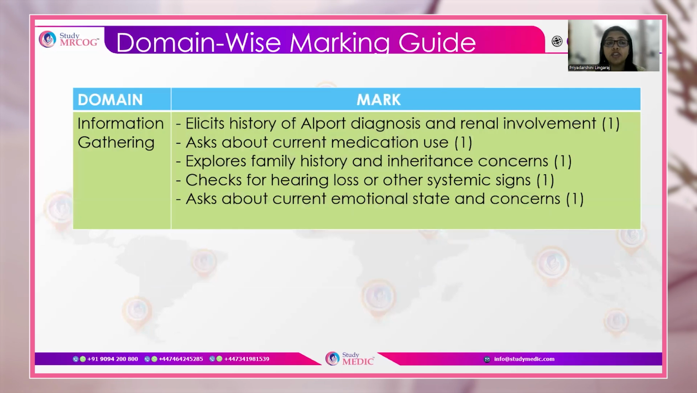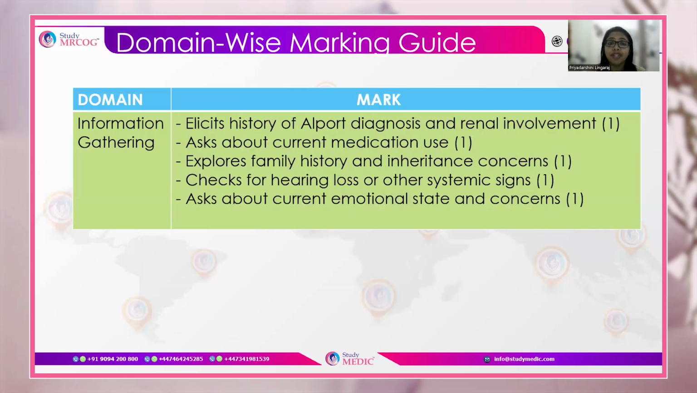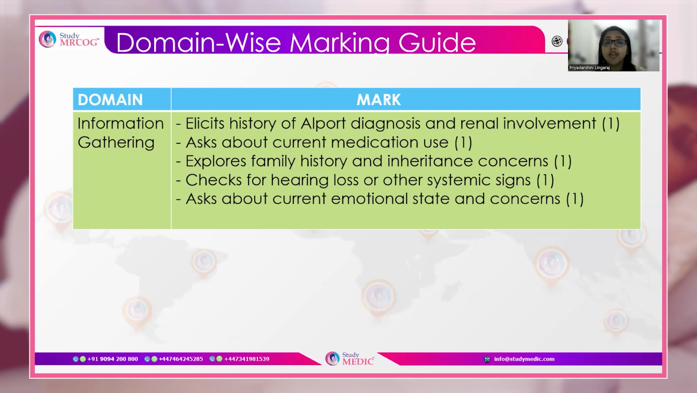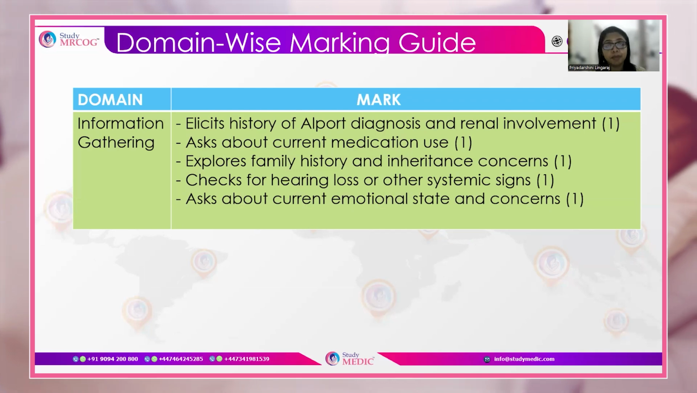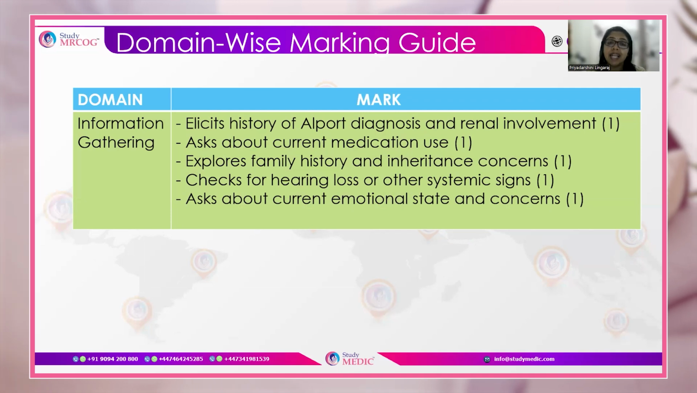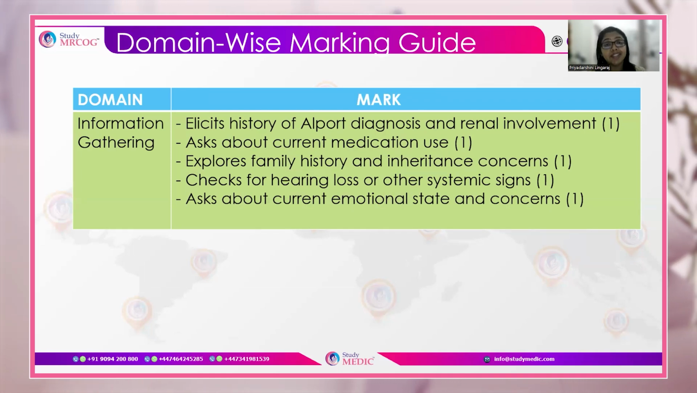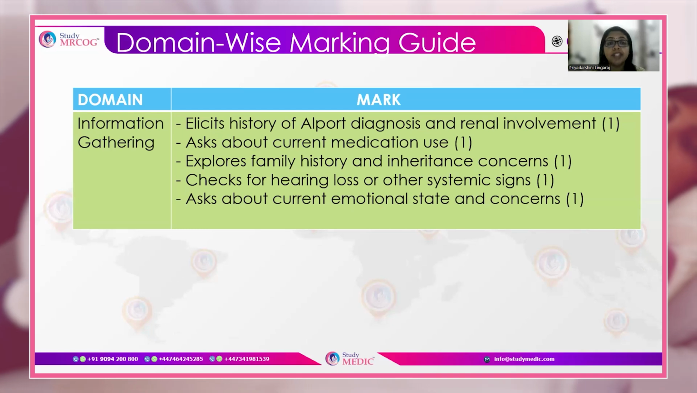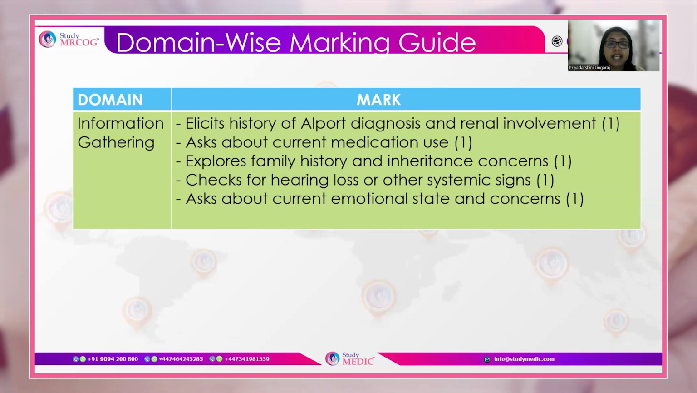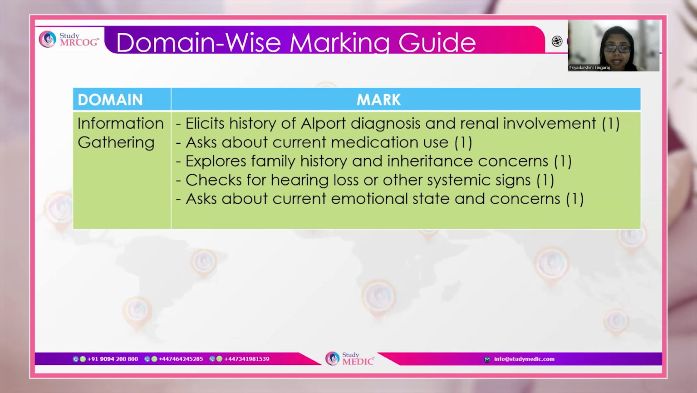Domain-wise, if you look at information gathering, whenever you take the history of Alport syndrome, you've already made the diagnosis, as it has been provided in the candidate instructions. So how well are you going to take the history and understand the importance of renal involvement? Medications are very, very important, as are the family history and inheritance, and also other features. It is not only the renal involvement; you also need to talk about hearing loss, other systemic signs, and her emotional concerns. All this is going to give you some marks here.